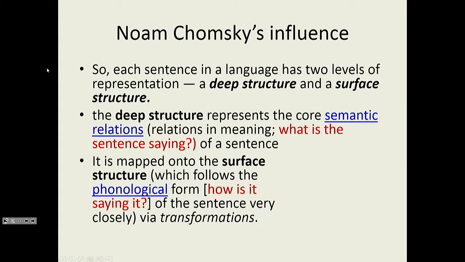So each sentence in a language has two levels of representation. It has a deep structure and a surface structure. So what is the deep structure? This is basically saying what is the sentence saying? So it's the core semantic relations of the sentence. What is it saying? That's basically all you need to know. What's in the red there? What is the sentence saying? It is then mapped onto a surface structure. So this becomes how it is saying it. So if you like, the deep structure is the meaning and the surface structure is the actual words we put together that form the way that we communicate that meaning.